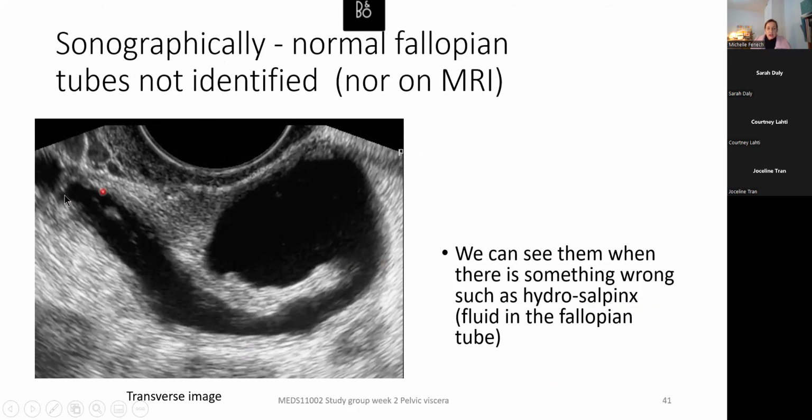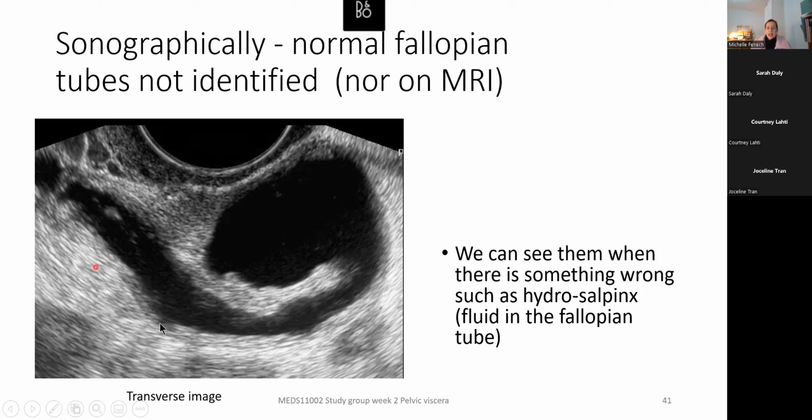That's when it becomes the ectopic pregnancy. This is a picture on ultrasound of a fallopian tube that is filled with fluid. It could be blood, it could be pus. If it's just fluid, we call it hydrosalpinx. Salpinx refers to your fallopian or your uterine tube.